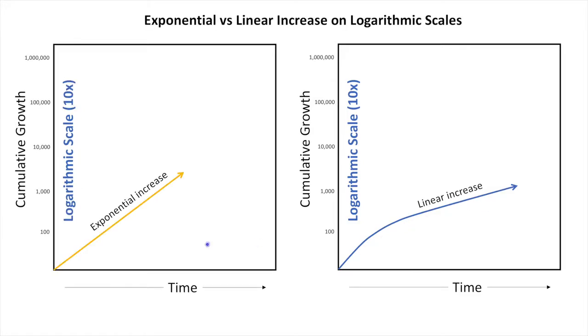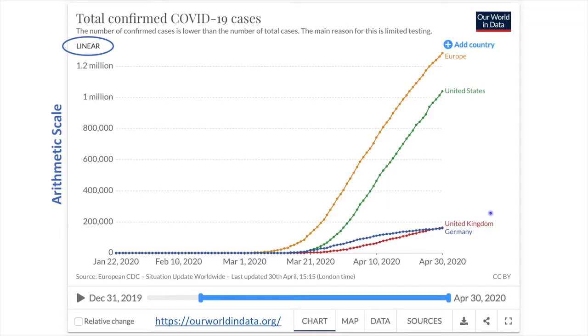So to recap quickly here, with our logarithmic scales, a straight line on a logarithmic scale is going to represent exponential increase, and a downward curving line is representing a linear increase. So let's look at some actual examples here for the COVID-19 pandemic. So this is the data from today, from April 30th.